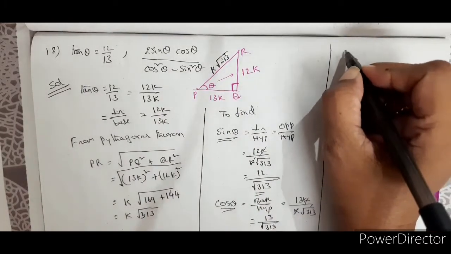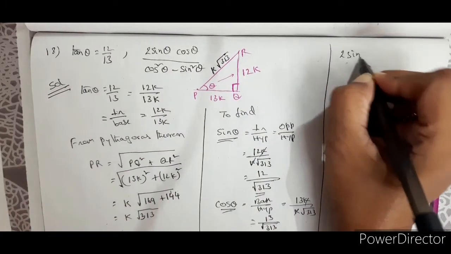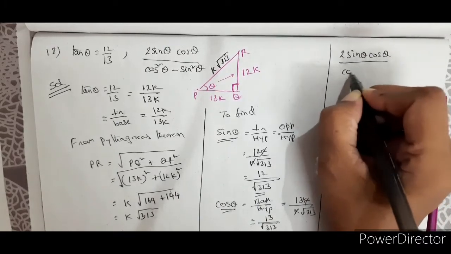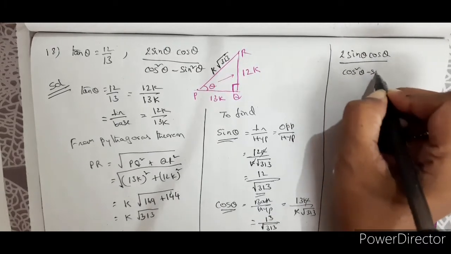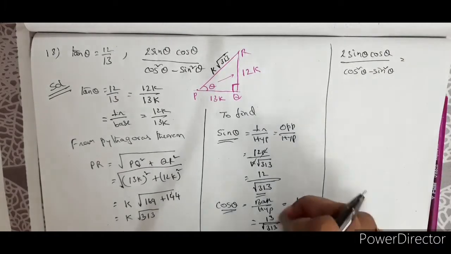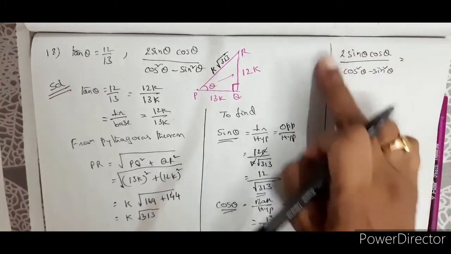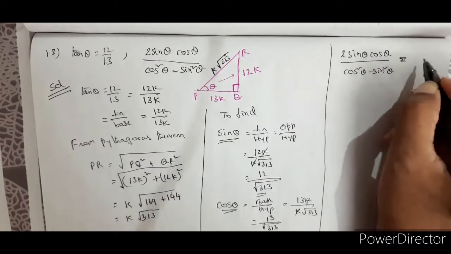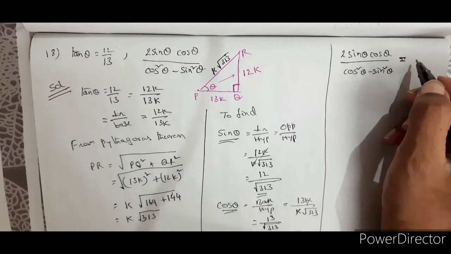So therefore now you have 2 sin theta. You should not directly write it down. You should say that it is 2 sin theta cos theta by cos square theta minus sin square theta is equal to. You should not directly substitute. You should write on the left hand side what you are substituting. You cannot write directly. If you write directly, then you are wrong.